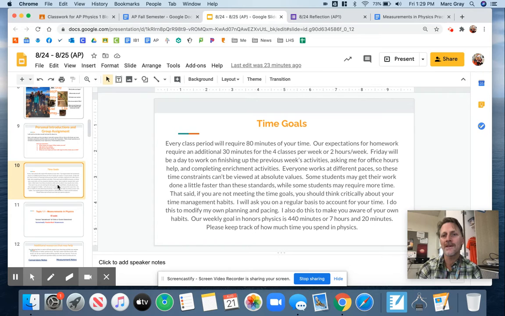Next, we have time goals. I want you to focus on every day. We're going to have our 80 minutes of class, and we do that 4 days a week. And then we're also going to have 30 minutes of homework on average. When you put all that together over the 4-day week, that works out to 440 minutes.